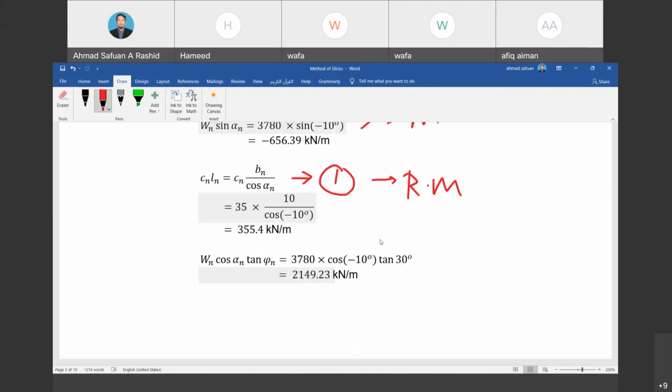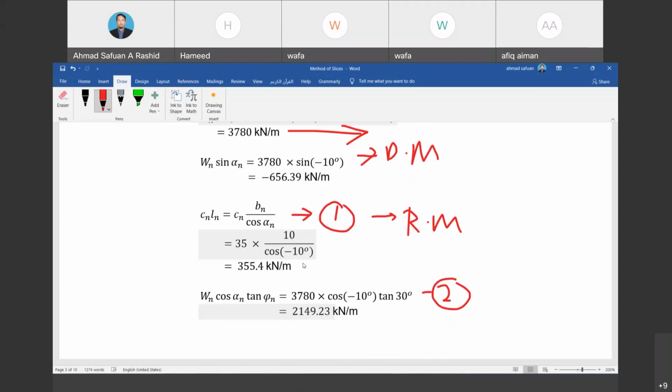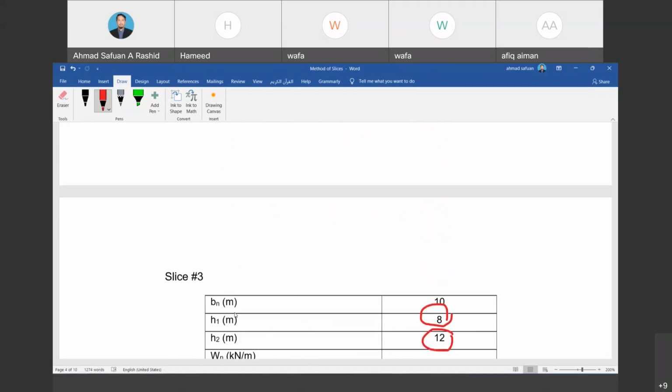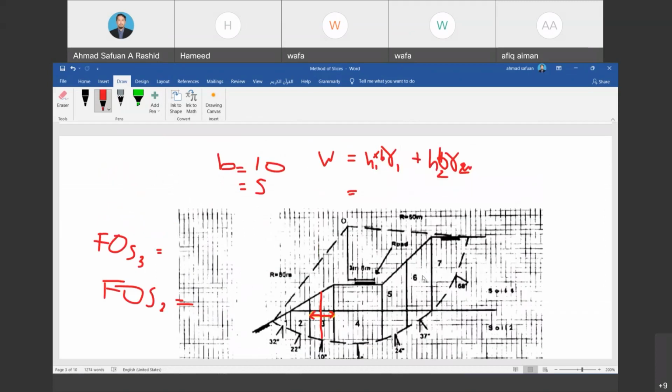Then continue for the second sub-equation: 3780 times cos of negative alpha 10 times tangent 30. The author obtained 149.23. Because it doesn't have any water pressure, it is a straightforward calculation. So that is for slice number 3. Now look at slice number 6.